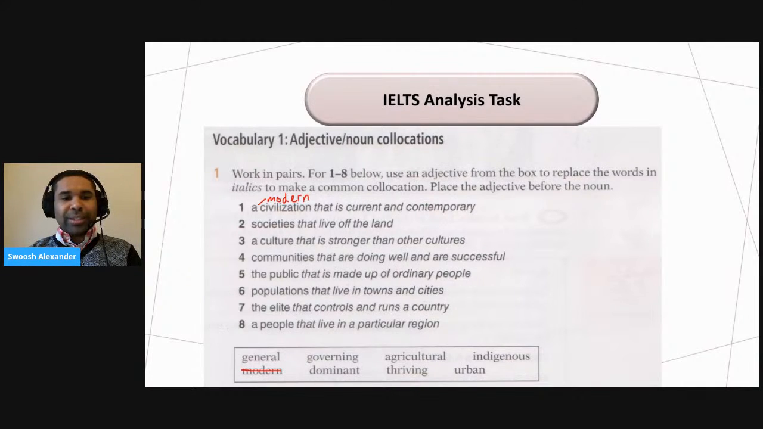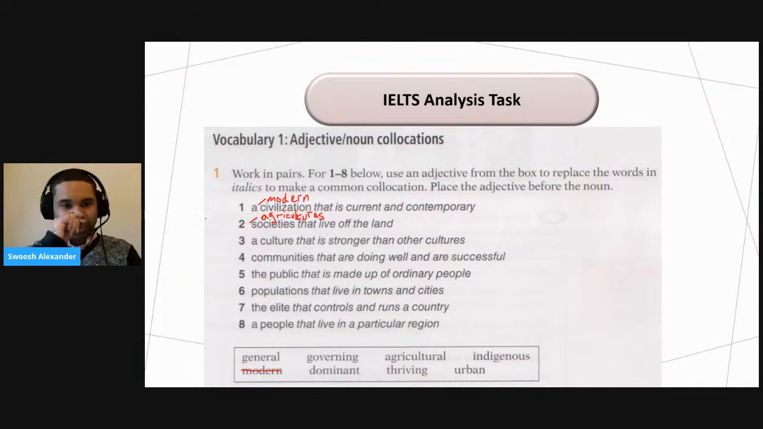So looking at number two, societies that live off the land. An adjective that would fit this description. Let me know what you think. Okay, just having a look here in the chat box, I can see Jay suggested modern for the previous phrase. So that was correct. And as did Ninzi as well, also said modern. So that's great to see. What about number two? Okay, so Ninzi is suggesting agricultural. And absolutely, that would be correct. So if we can fit that one in there. Agricultural societies live off the land, they're farming societies. And so that would be the correct answer for number two.